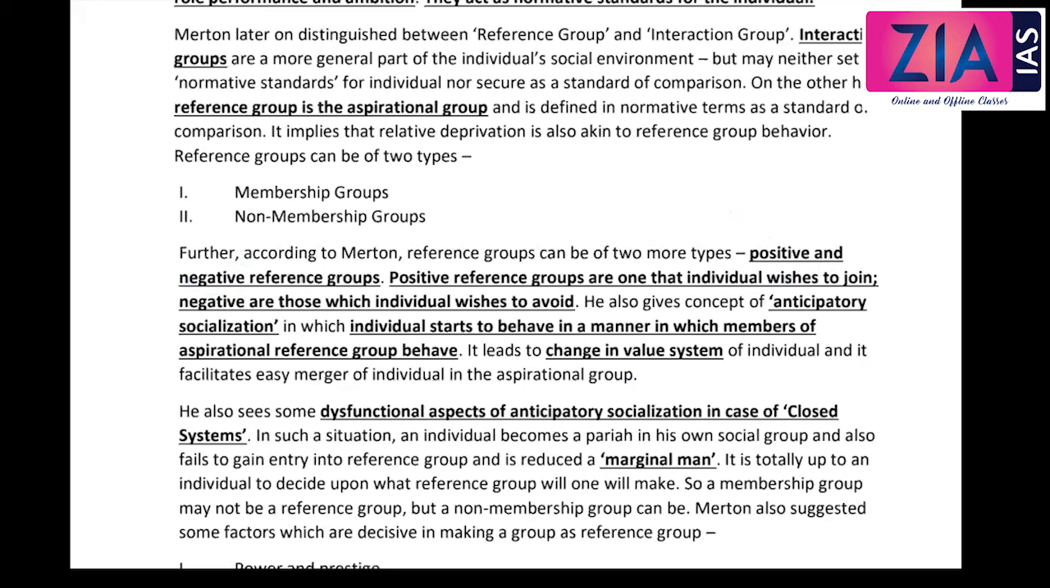Now this is the concept of anticipatory socialization, in which individuals start to behave in the manner in which the members of the aspirational reference group behave. Like you start behaving the way the film stars do. I've given you the question, it was asked in 2015: how can you explain fashion in society by using the theory of reference group? This is nothing but anticipatory socialization. Because you follow Salman Khan, like the body language, the chain he's using on his arm, his dress style, the hairstyle and everything. That is how you can explain fashion in society based on the concept of reference group, especially anticipatory socialization. So it leads to a change in the value system of the individual.